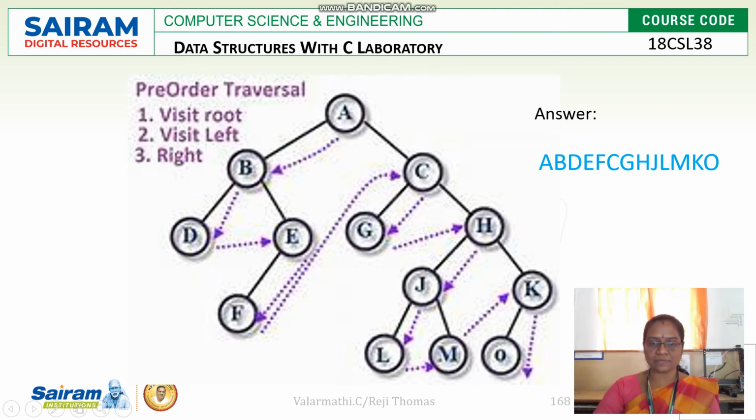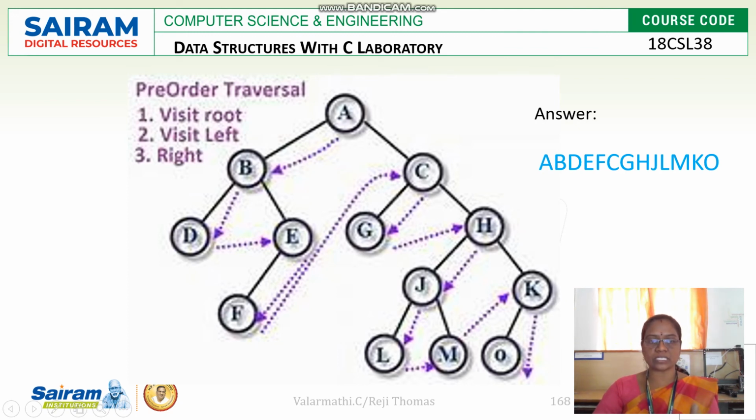Then A has a left subchild, B. So B is now visited. Then B has another left subchild, D. Then D is now visited. Since D doesn't have any left or right subchild, it goes back to the root B. The left subchild of B is already visited. So after the left subchild is visited, what is the next step? It should go to the right side.